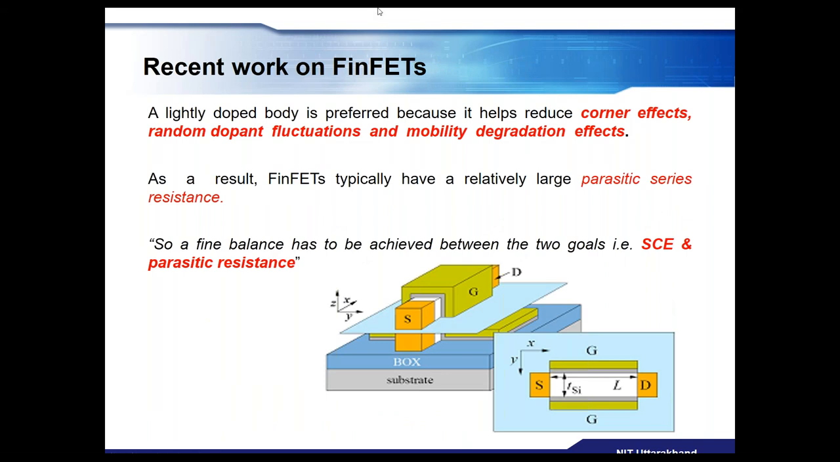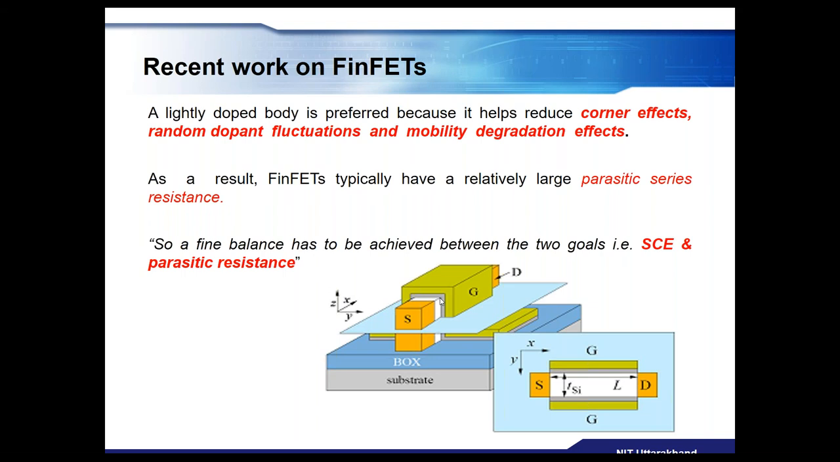So these are the basic issues with FinFET devices. As I already told you, every new structure comes up with new challenges. So in FinFET devices, as you have seen, there is a corner between the top and the left side, and between the top and the right side. Because the region near the corner is influenced by two gates, there is premature inversion near the corner.